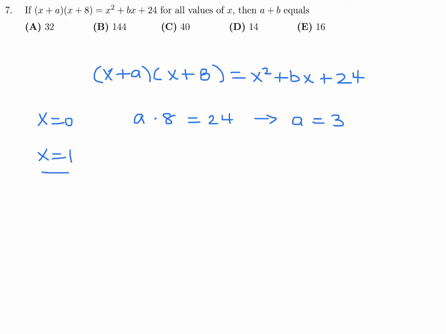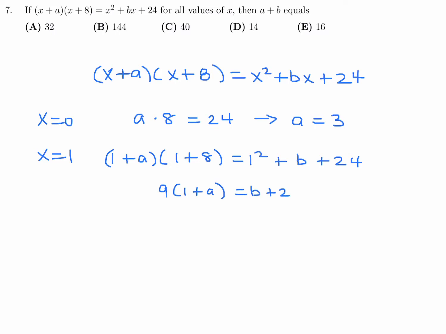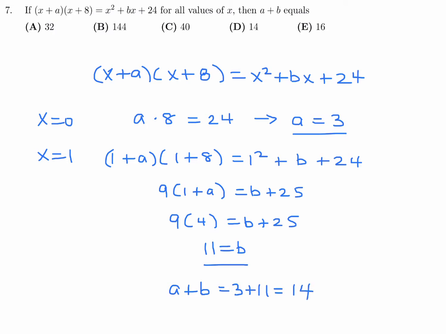Now let's plug in 1 for x. That means (1 plus a) times (1 plus 8) is 1 squared plus b plus 24. That means that's 9 times (1 plus a) is equal to b plus 25. Well, a is 3, so I can just put that in. So that's going to be 9 times 4 is b plus 25. So that's going to be 36 minus 25, which is 11 for b. a is 3, b is 11, therefore a plus b is 3 plus 11, which is 14. Number 7, the answer is D.